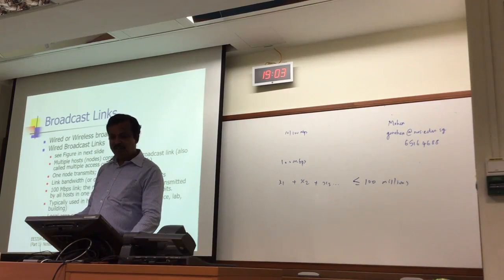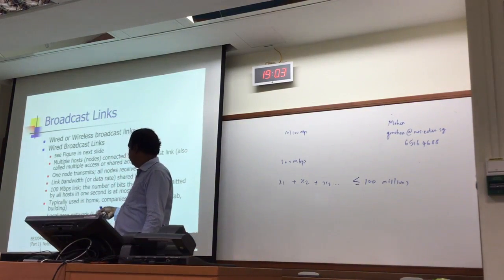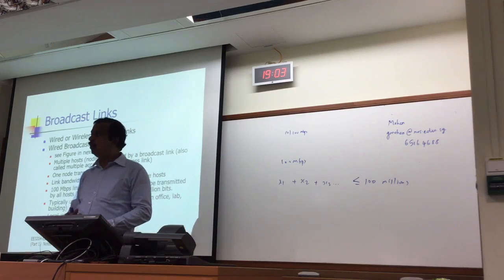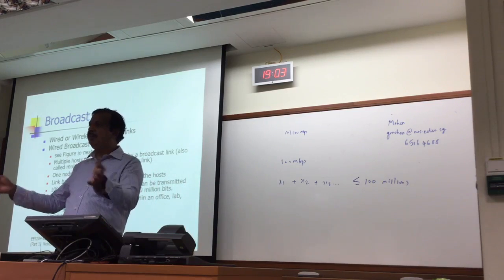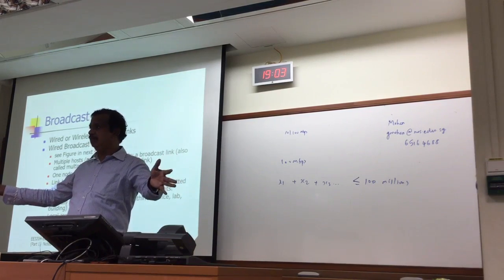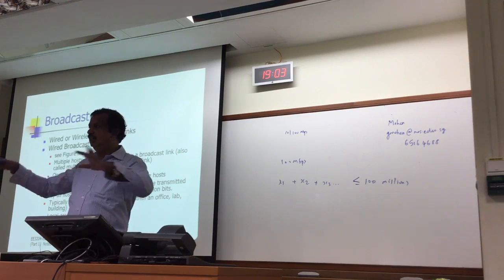This could be a wired or wireless link. Mostly, it's used in the local area. We call it a local area network. What do you mean by local area? It could be within a home, within a company, within a room, within a small office. So geographically, it's local because they are close by.